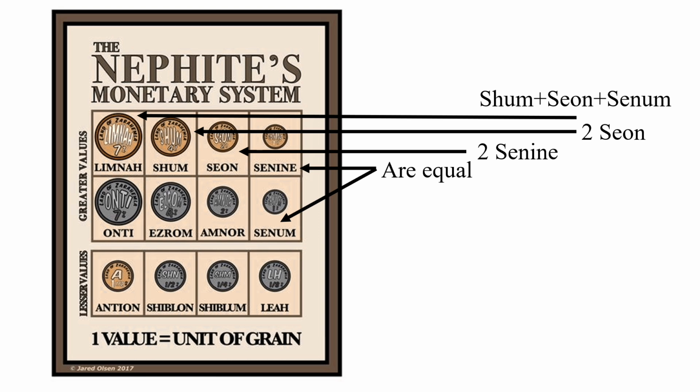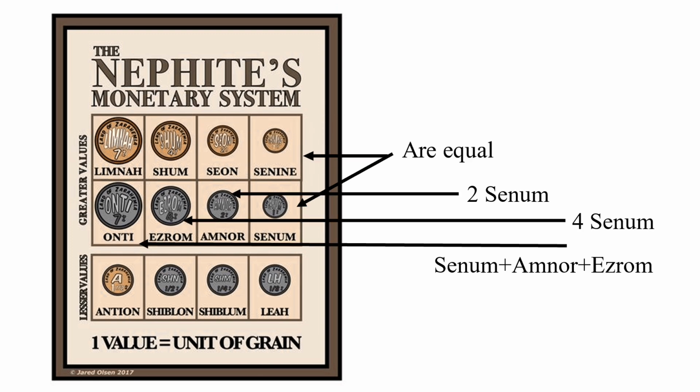And then a seon of gold equals 2 senines. And then a shum of gold equals 2 seons. And then a limnah of gold is equal to a shum plus a seon plus a senum, all three. Now, the silver. You got an amnor of silver equals 2 senums of silver. Okay. Then you got an ezrom of silver is equal to 4 senums. And then an onti is equal to a senum plus an amnor plus an ezrom.